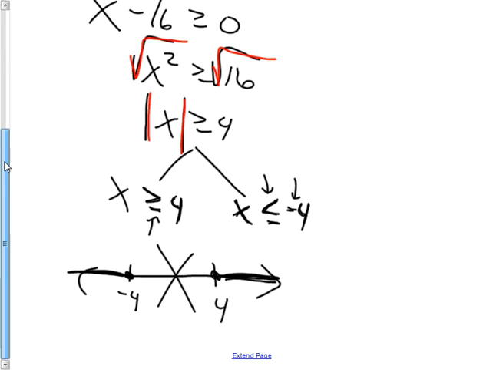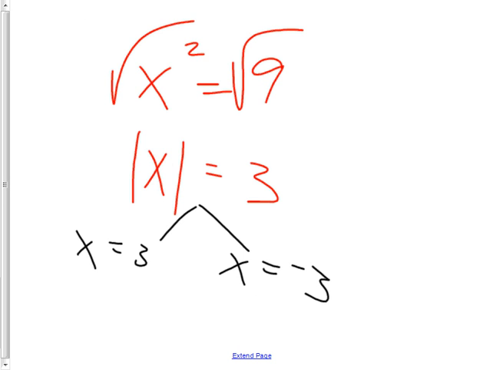So my final answer is from negative infinity to negative 4, and it works at negative 4, union with 4 to infinity. And beyond. Is there anybody that had that right from the beginning? Ooh, 3/4 of the class.